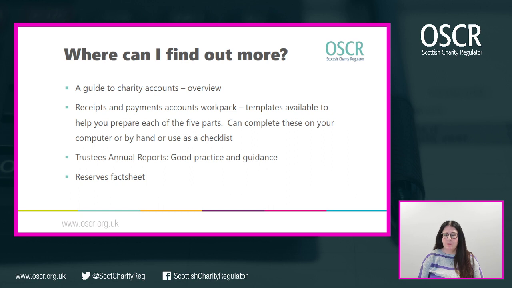You can complete these on your computer, you can print them off and complete them by hand, or you might want to use them as a checklist to make sure that you're getting all the legal requirements correct first time. Our Trustee Annual Reports, Good Practice and Guidance document is also a really valuable tool, particularly if in the past you as a charity trustee board haven't been very involved in actually preparing your trustee's annual report and you want to make a lot of improvements there. The guidance document will really help you to understand what the legal requirements are and help you to have conversations to think about how you plan to write your trustee's annual report, how you're going to gather information to include in the report, and how you're going to bring all of that together.